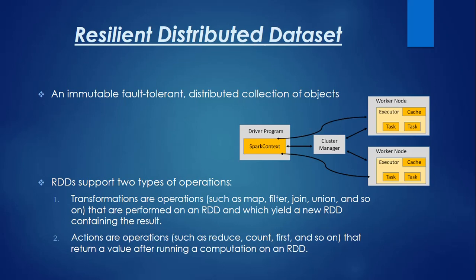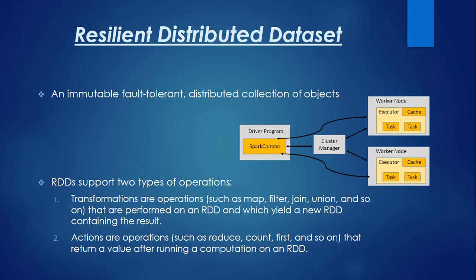Actions are operations such as reduce, count, first, and so on that return a value after running a computation on an RDD. Transformations in Spark are lazy, meaning that they do not compute the results right away. Instead, they just remember the operation to be performed and the data set to which the operation is to be performed. The transformations are only actually computed when an action is called and the result is returned to the driver program. The design enables Spark to run more efficiently.